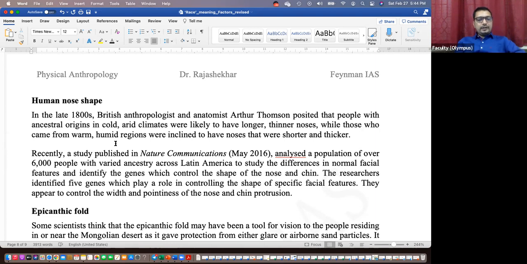But scientists could also identify genes. I think in a May 2016 study published in Nature Communications, they indicated specific genes. They analyzed over 6,000 people with different ancestry in Latin America and found that there are 5 genes responsible for controlling the nose shape. So we have to have an underlying genetic component for all of these.